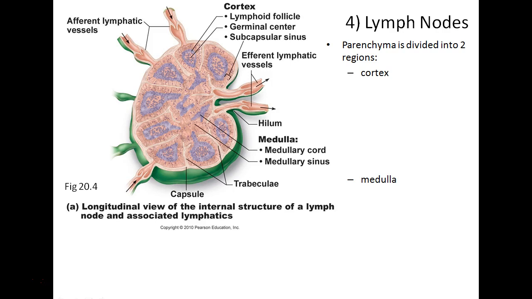Then in the medulla, we contain supportive connective tissue called medullary cords, and also strands of B lymphocytes, T lymphocytes, and macrophages. This cortex and the medulla both contain lymphatic sinuses that are going to help pool and collect that lymph.